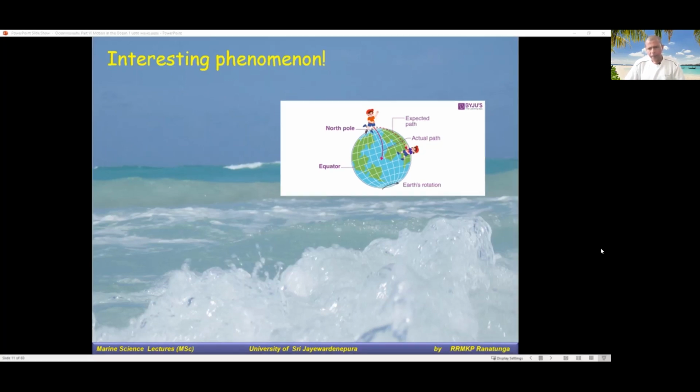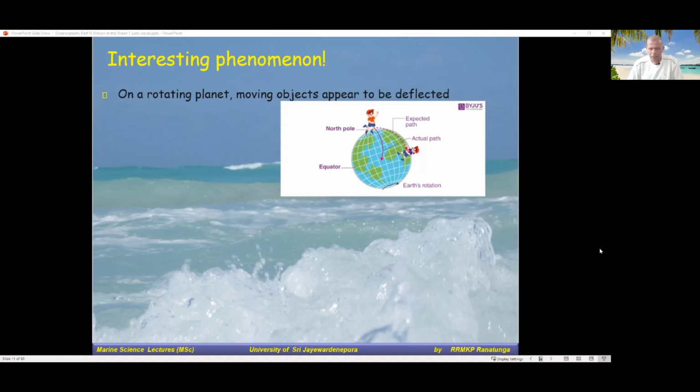Now there is something else that you need to know. That is a very interesting phenomenon on Earth. I don't know whether you have heard about this thing. Did you know that any object moving on Earth, any fluid actually, like air or water, when they are moving, their direction changes?